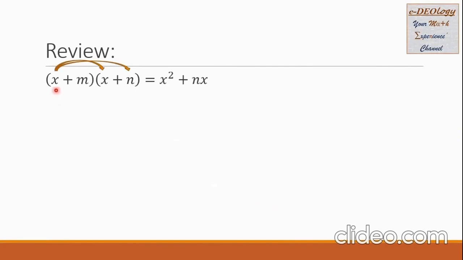I'm going to get the x from the first group and multiply it to all the terms of the other binomial. So x times x is x squared, x times n is positive nx. The next is the m, to be multiplied to the other terms of the other group. So m times x is mx, m times n is mn.